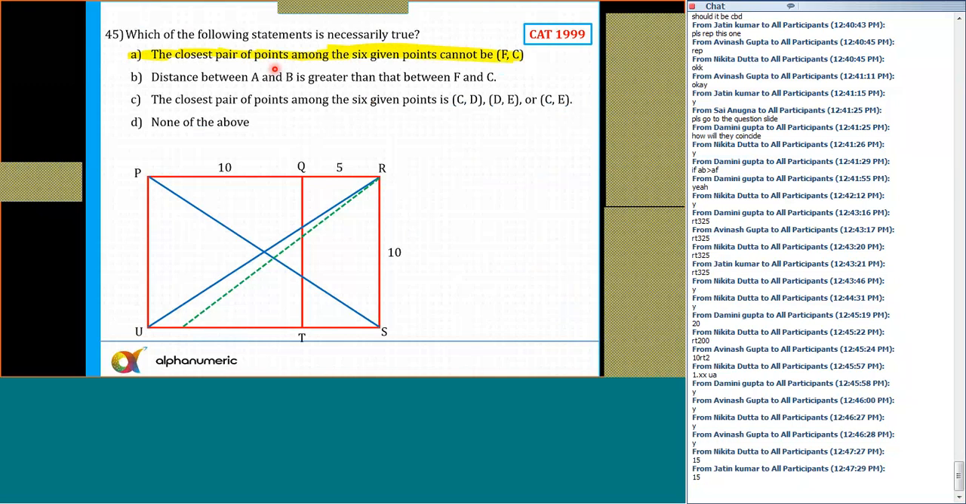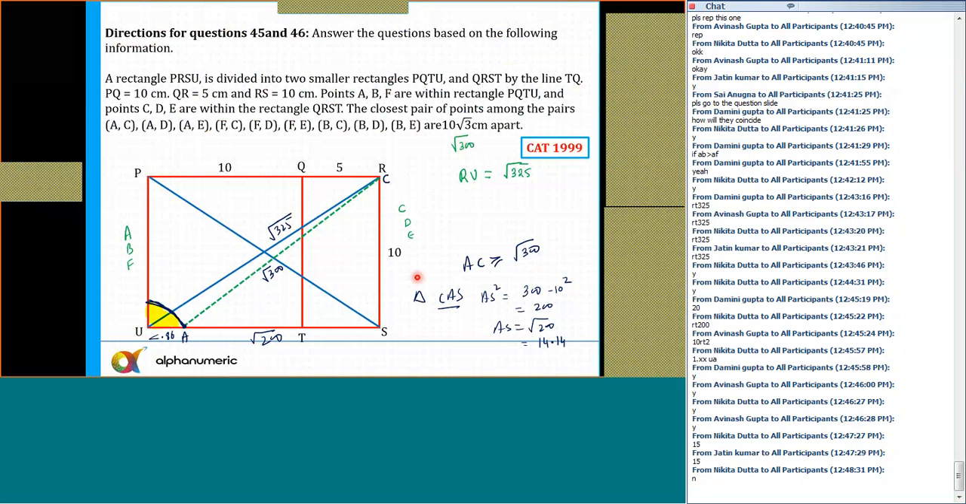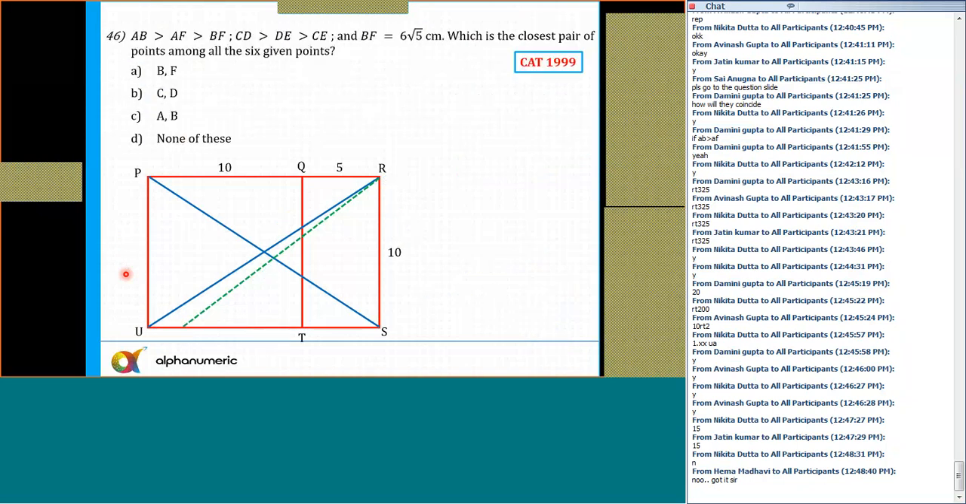Any doubts to anyone? Someone had said about option C here: the closest pair of points among the 6 points is C to D. Again, we are not sure, it can be anything. Between A, B also, the point can be closest. So any doubts to anyone now in these two questions, 45 and 46?